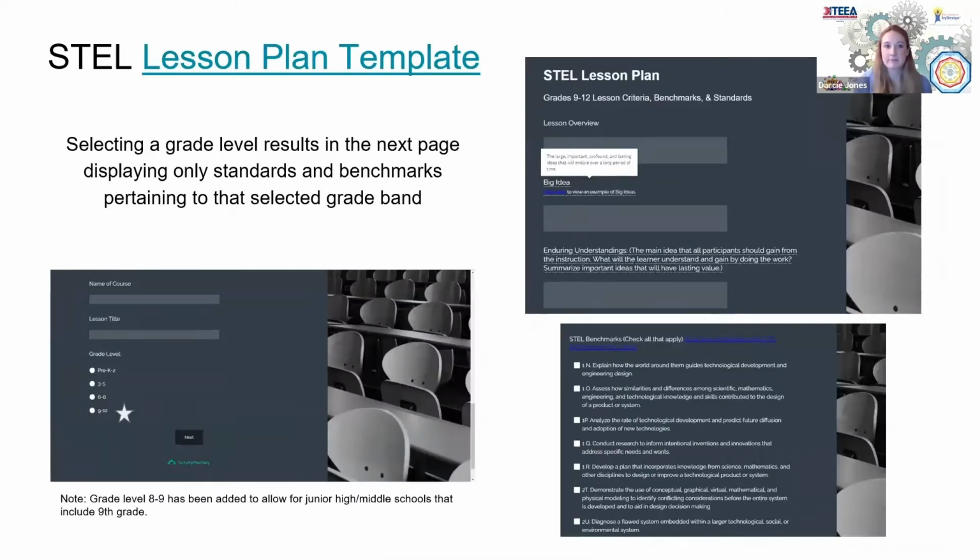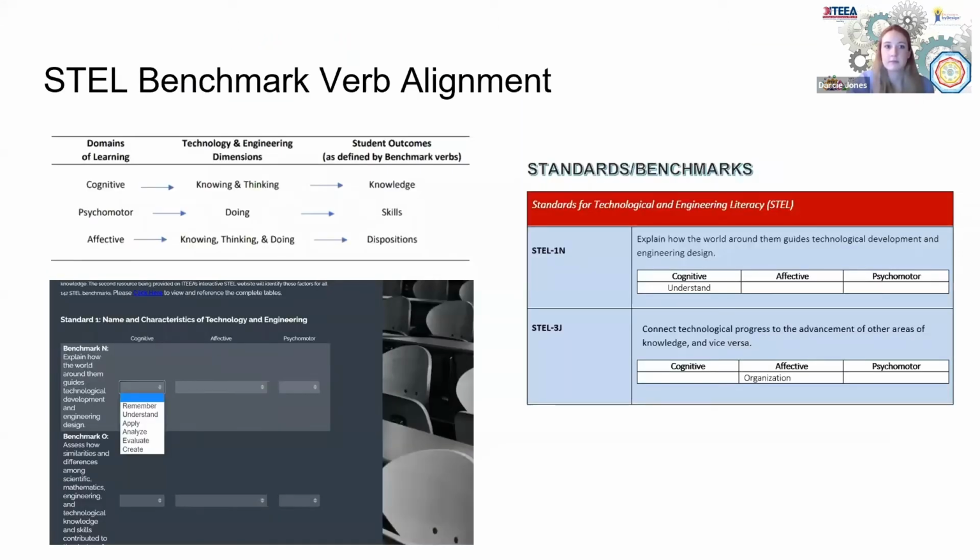Users can select their context area and grade band, and then they are provided with a list of appropriate STEL benchmarks. There's the option to add additional standards and benchmarks. In this example, we have selected the grade band range for grades 9 through 12. After selecting and inputting any additional standards and benchmarks, the user can select the STEL benchmark verb alignment.